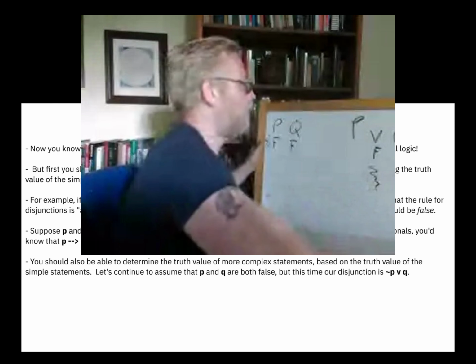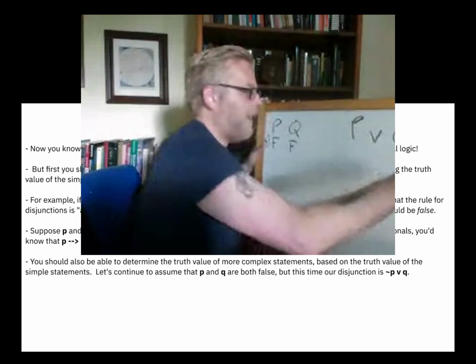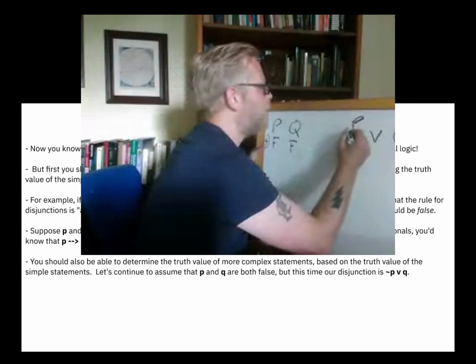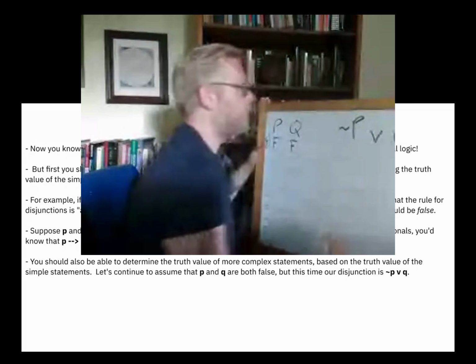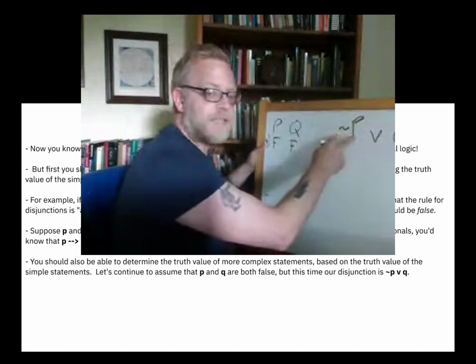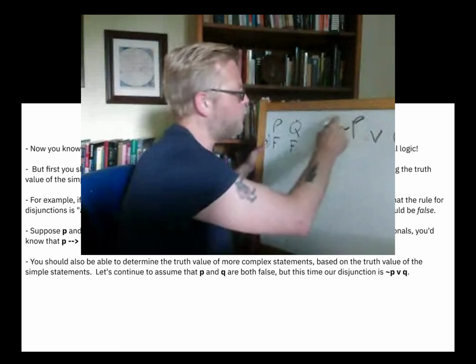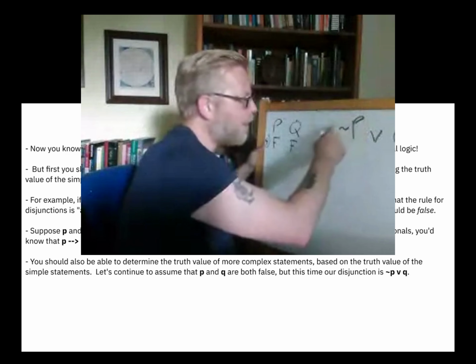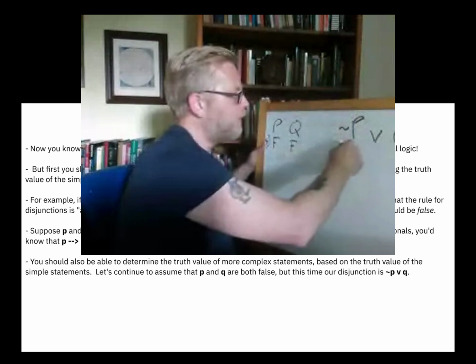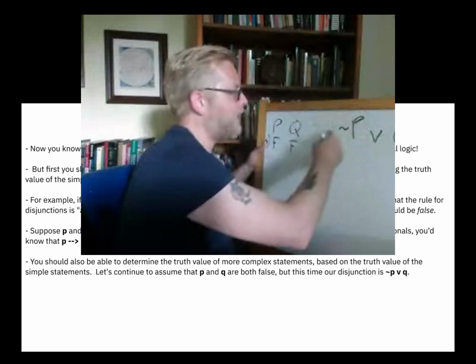But this time I said, what if we have not P or Q? Now we have a different disjunct on this side. You should remember that this forms a new, not compound, but complex statement. This is a new statement now. So the statement on one side now says not P, and this statement still says Q.